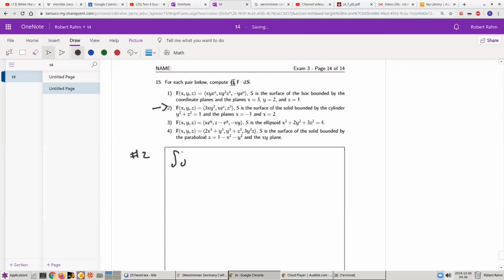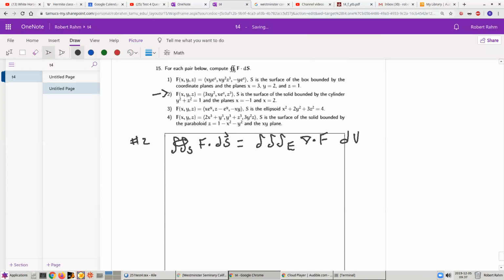So remember, the divergence theorem says that if you're doing an integral over a closed surface, that's what the loop here means, a surface integral of a vector field over a closed surface, this is equal to the triple integral over the region contained by S of, not the gradient, the divergence of F, div F dV. So this is a scalar field, and this is just a normal volume integral.